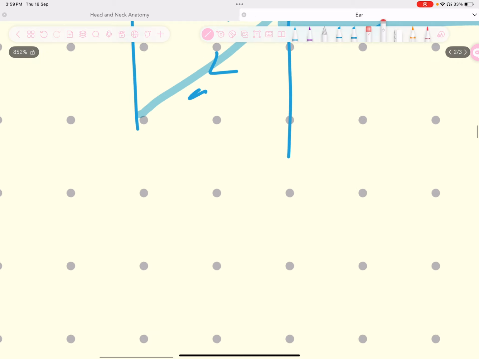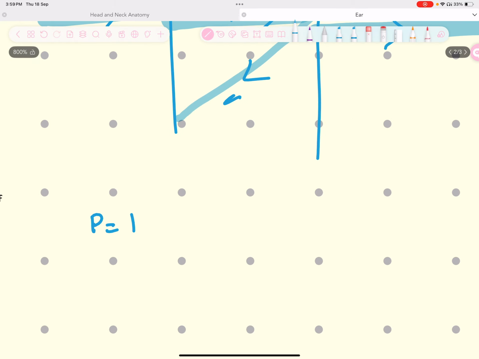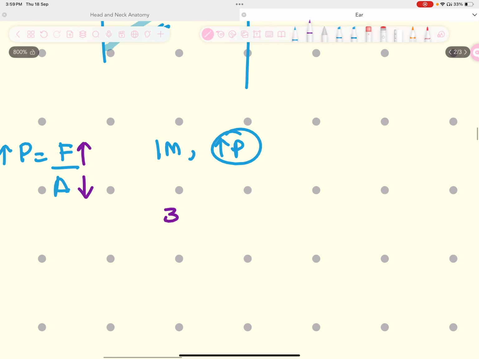Now, how is this done? Let's look at this formula of physics, very important. Pressure is equal to force upon area. Fundamentally, in order to do impedance matching, you need to increase the pressure. Now, how can you increase the pressure? You can either increase the force or decrease the area. So there are three ways to do this. What are the three ways?